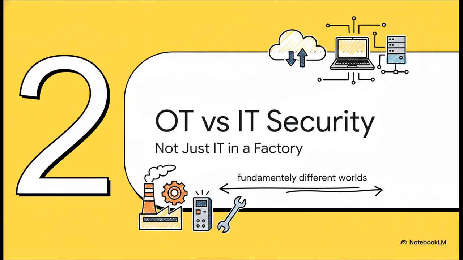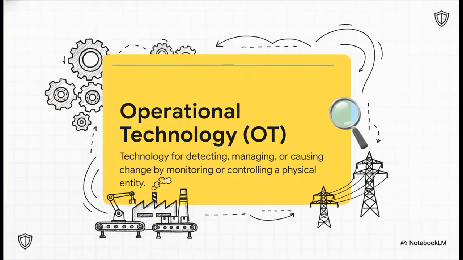You can't just take your IT security team, drop them in a factory, and say, go secure this. It just doesn't work. OT and IT are two completely different worlds. So when we say OT, or operational technology, what are we actually talking about? Well, it's all the tech that makes things happen in the real world. It's the controllers on a robotic arm, the sensors in a chemical vat, the SCADA systems that manage the entire electrical grid. You know, the stuff that actually keeps the lights on and the assembly lines moving.